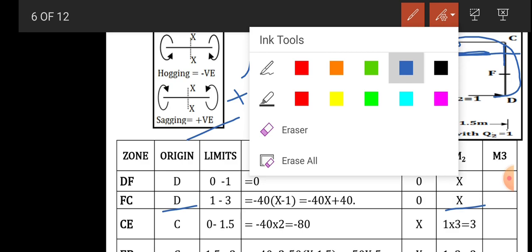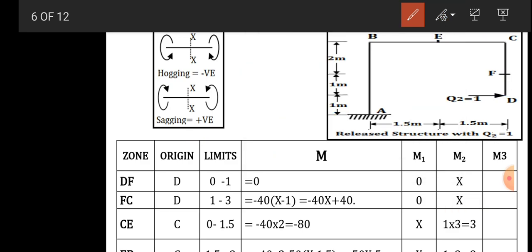Now let's consider the next zone, CE zone. Now origin is C. Let's draw the axis, imaginary axis with respect to the origin, at distance x.